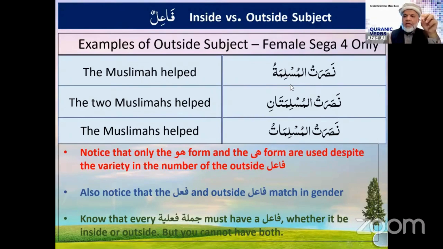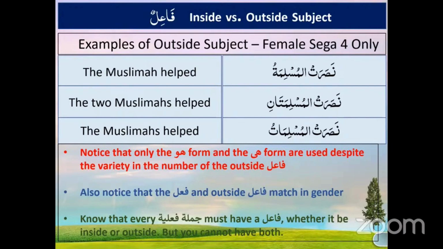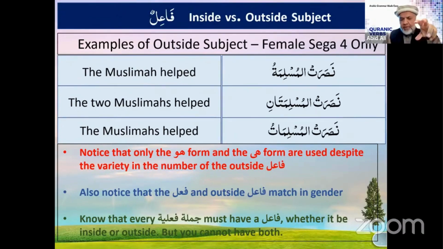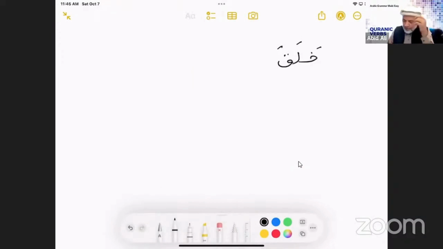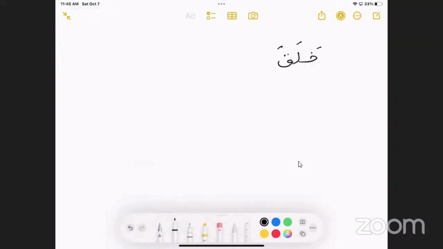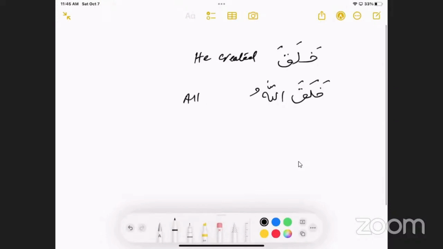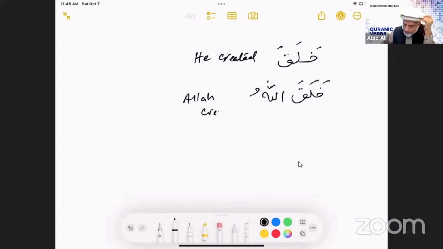In the same sentence, can I say Abid "he"? No, it will not make sense. It will not look nice. So you have to say either Abid or you say "he". Agree? What is the meaning of khalaqa? He created. Very good job. So, he created. Now if I say khalaqa Allahu, what did I say? Allah created.